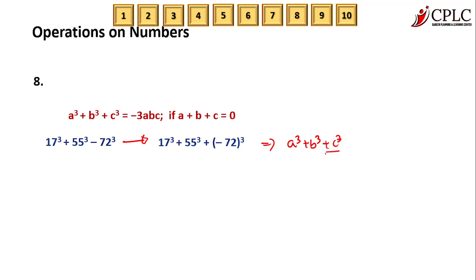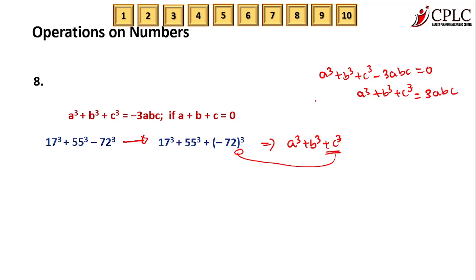The only difference is our c is minus 72. That's the only change. Originally, if you remember, you had a cube plus b cube plus c cube minus 3abc as 0. And when you solve this, you get a cube plus b cube plus c cube is equal to 3abc. But we are saying it is minus 3abc for us now. Why? Because the c value is negative for us, and hence the product is negative.